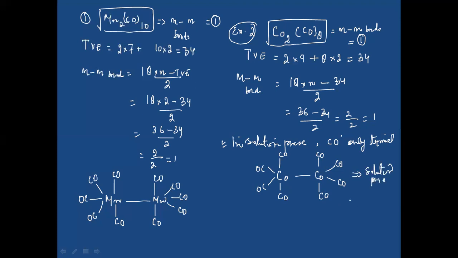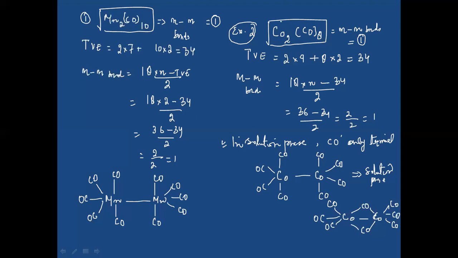But in the case of solid phase, what has been observed? It has been observed that 2 of these COs are not terminal, they are bridging. This means the structure will be like this. This is cobalt, this is cobalt. Over here the CO is a bridging ligand, and over here the CO is a bridging ligand. A ligand that binds 2 metal atoms is known as a bridging ligand. The remaining 6 COs are terminal.